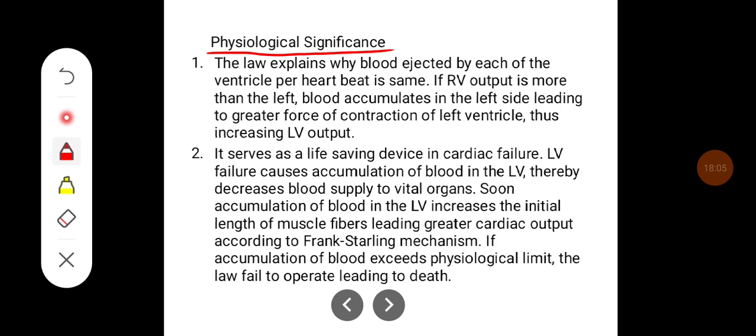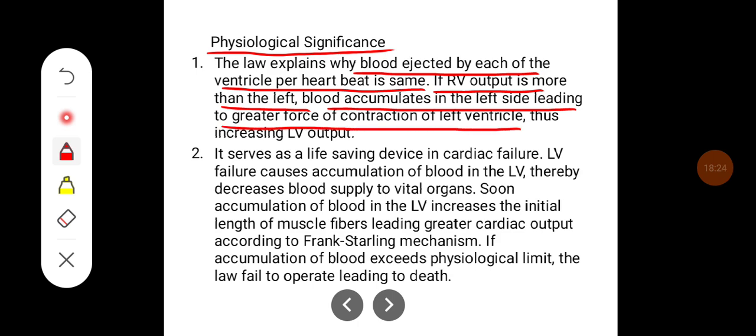Physiological significance of Starling's law. This law explains why the blood ejected by each of the ventricles per beat is the same. If the right ventricular output is more than the left, blood accumulates in the left side, leading to a greater force of contraction of the left ventricle, thus increasing the left ventricular output. It serves as a life-saving device in cardiac failure.